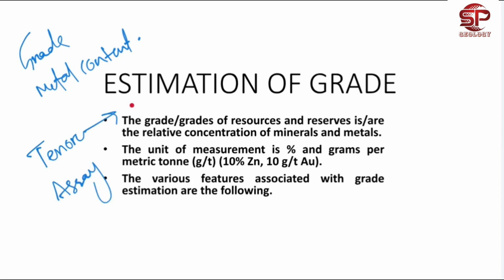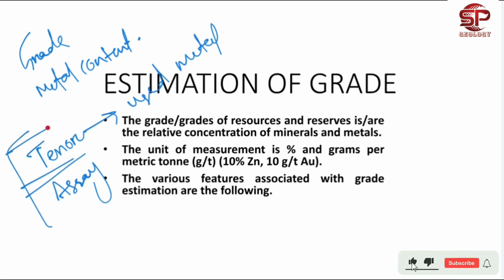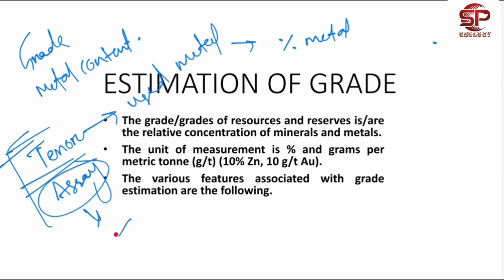Tenure is purely used for metals. It is an old concept. Tenure indicates the percentage of metal. Assay is also the percentage of metal. It is a very irregularly used term, assay value.